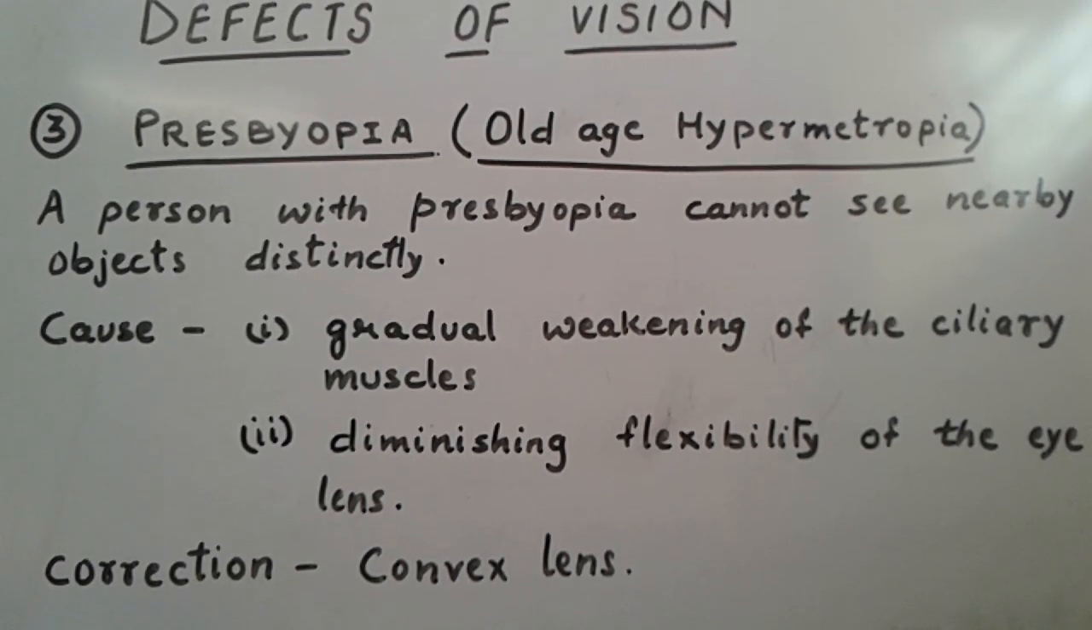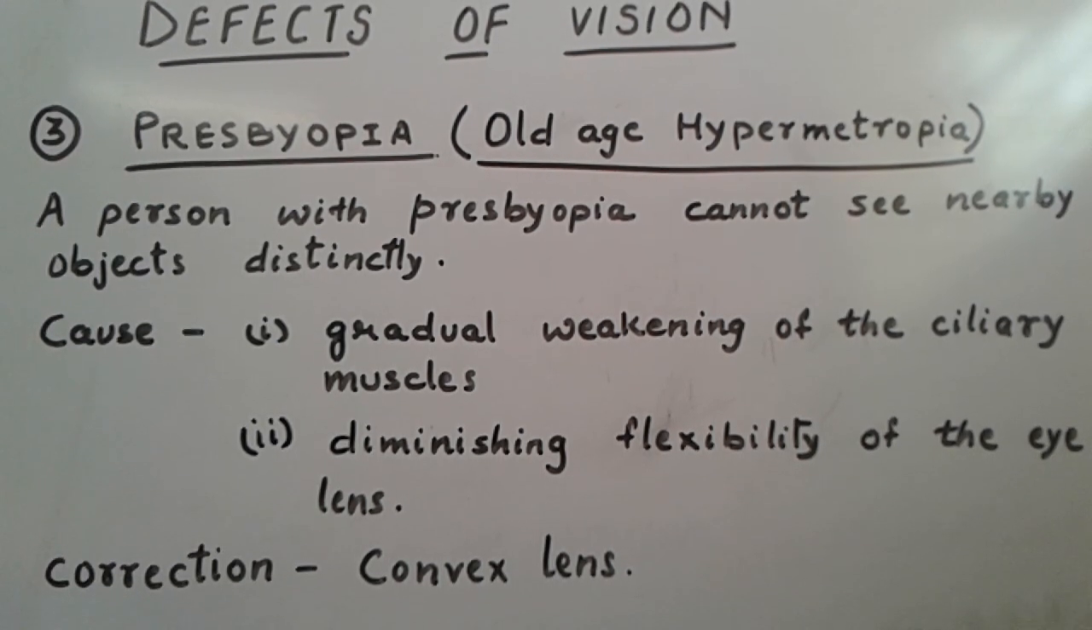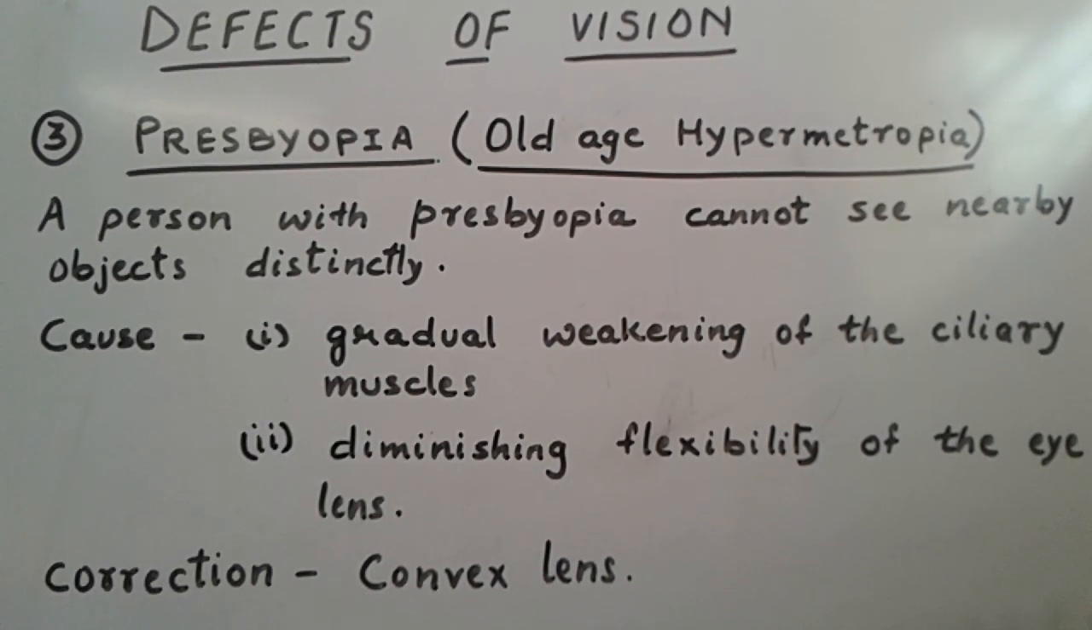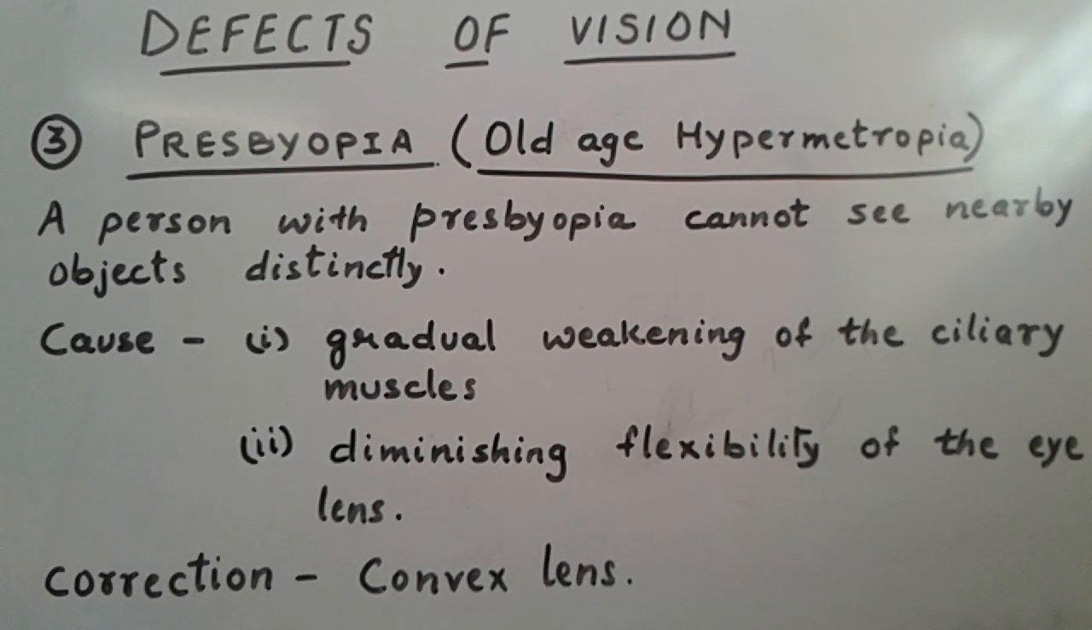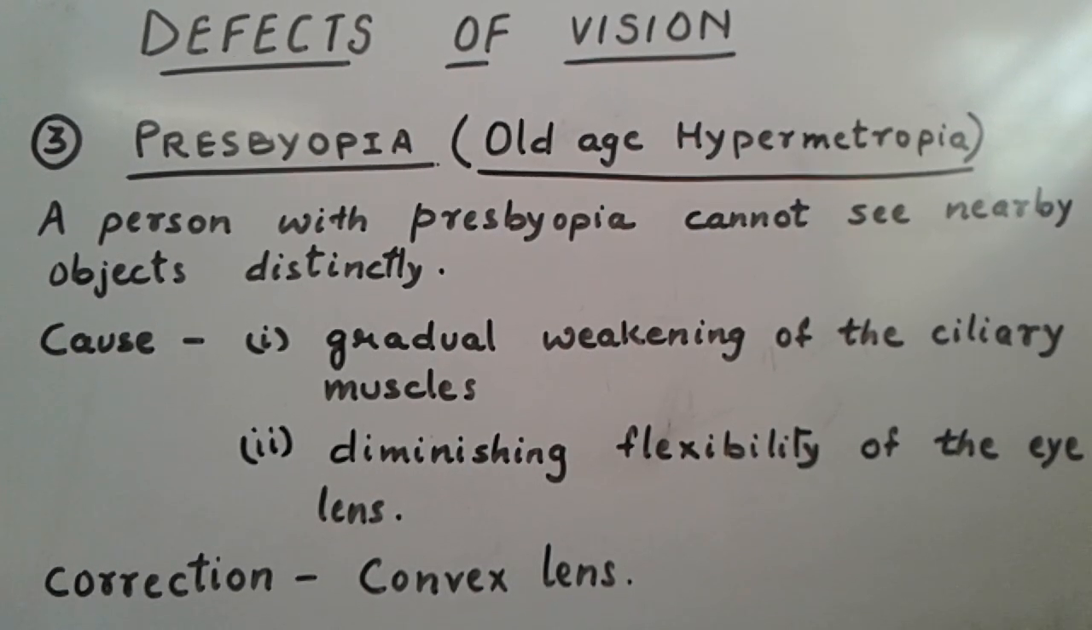So a question might arise in your mind, what is the difference between presbyopia and hypermetropia. Now the difference is presbyopia happens with old age, whereas hypermetropia does not arise only with old age, it can happen at young age also. Presbyopia is something which happens in most of the people when they reach old age.